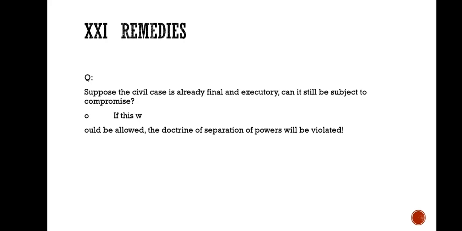Question. Supposing the civil case is already final and executory, can it still be subject to compromise? If this would be allowed, the doctrine of separation of powers will be violated, so no.